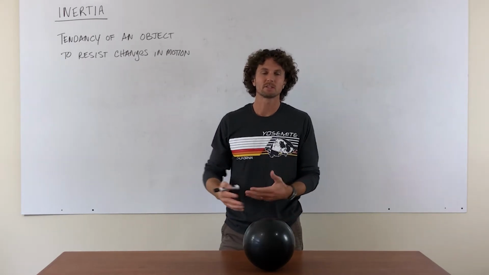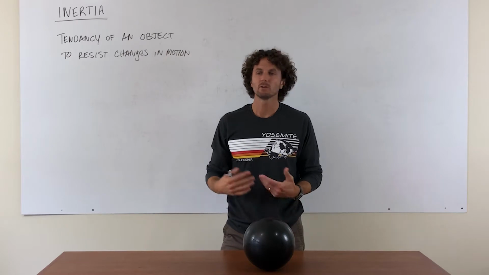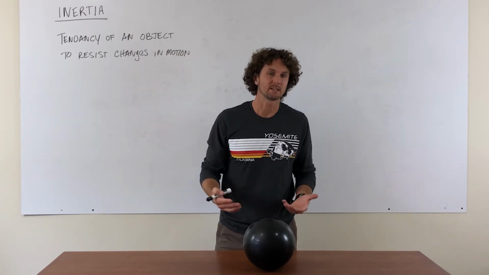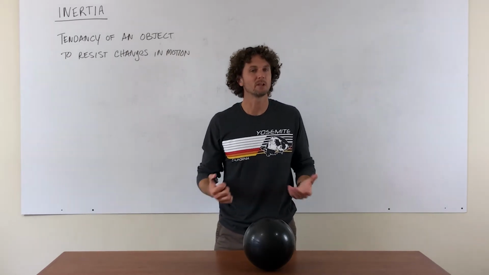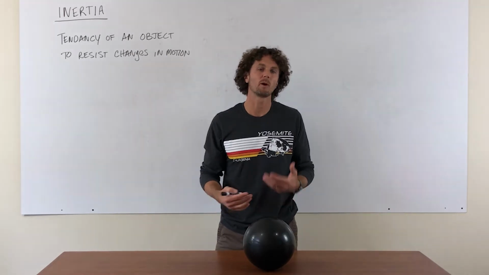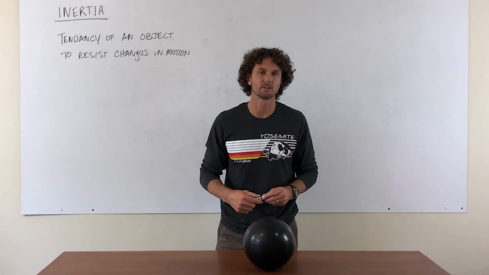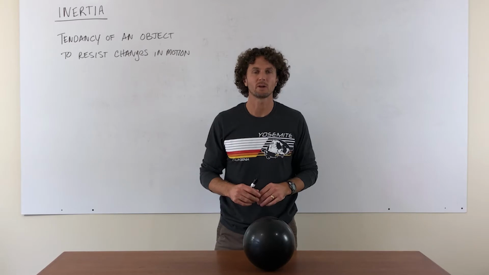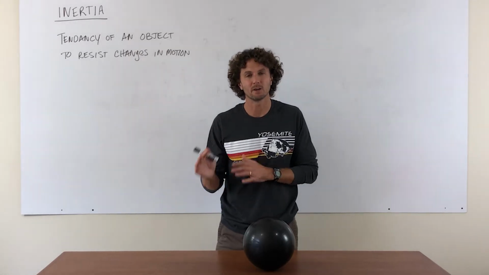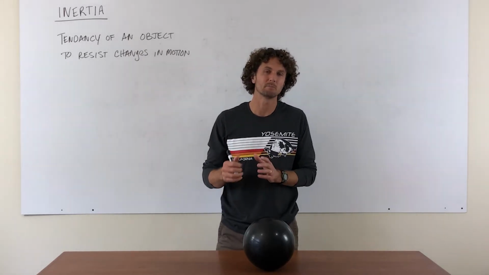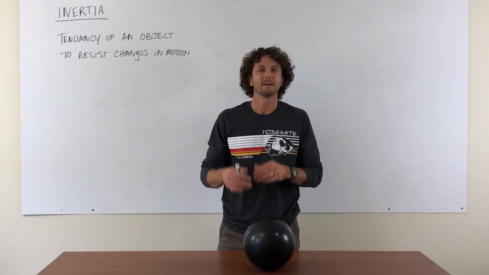But rather than just say changes in motion, we're going to look at it in terms of velocity as that motion. And changes in velocity with respect to time is really how we have defined acceleration. So a better way that we really want to identify and define the inertia of an object is that object's ability to resist acceleration.